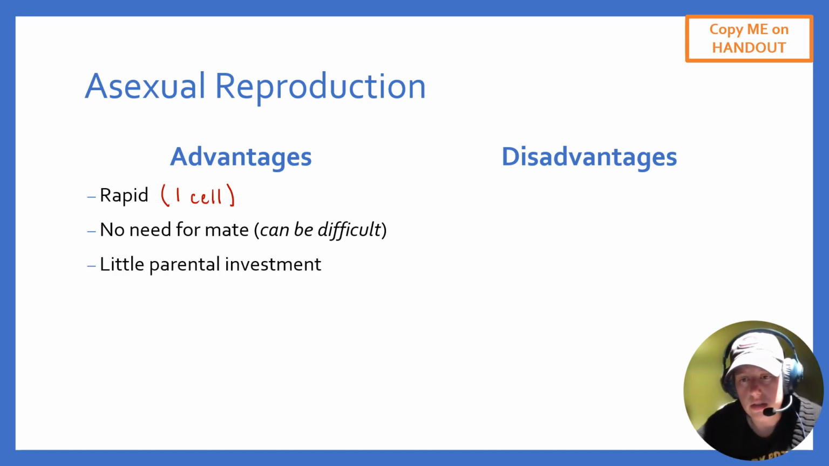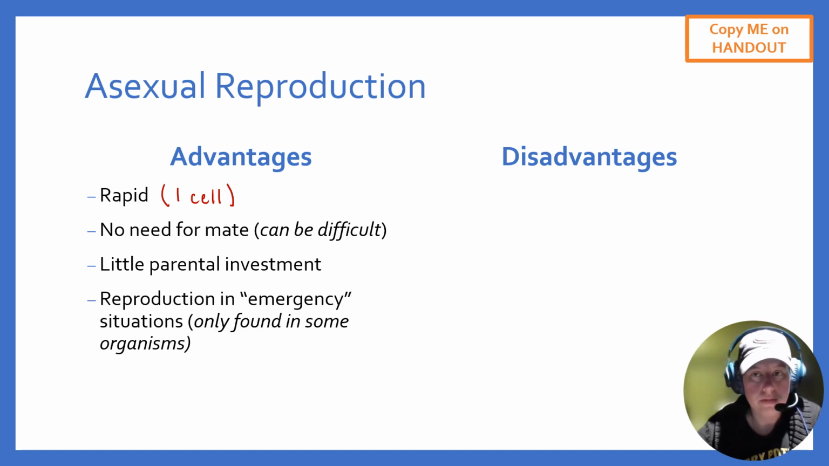And there's little parental investment. Well, considering that the organism's usually one cell, you don't need to do any of the parental investment that you would have to do for individuals that undergo sexual reproduction, because usually they are sentient beings that have to be taught to hunt, to fish, social interactions, all of those things, which requires parental investment.